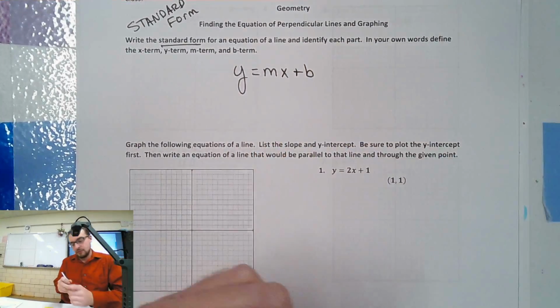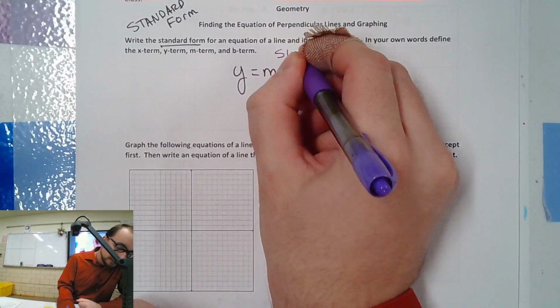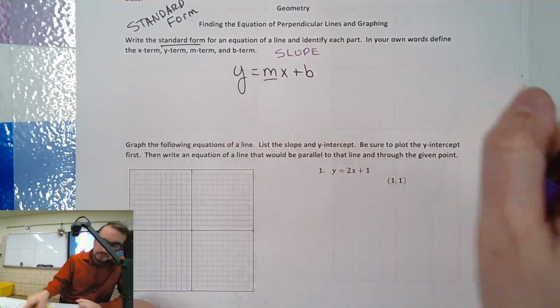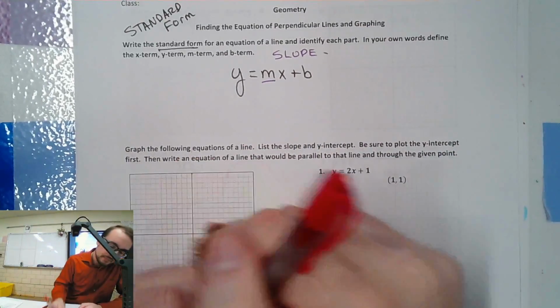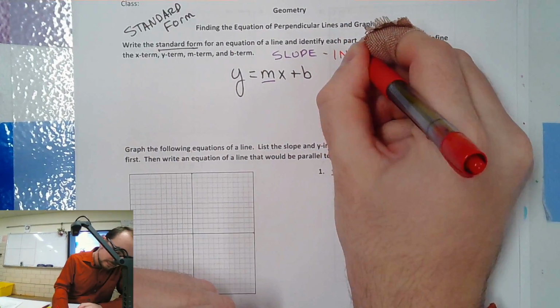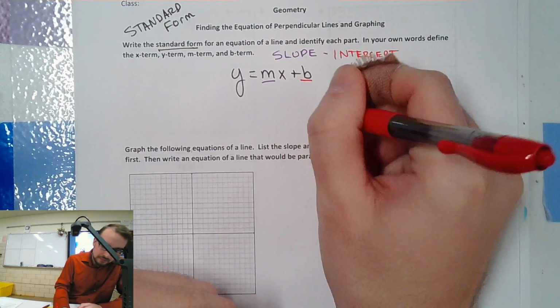Does anybody know what that form is called? The name of that form? Very good. We call it slope-intercept form because it has the slope and the intercept, right? And which intercept does it give us? Y. The Y-intercept. Very good. And the Y-intercept is the B value, right?